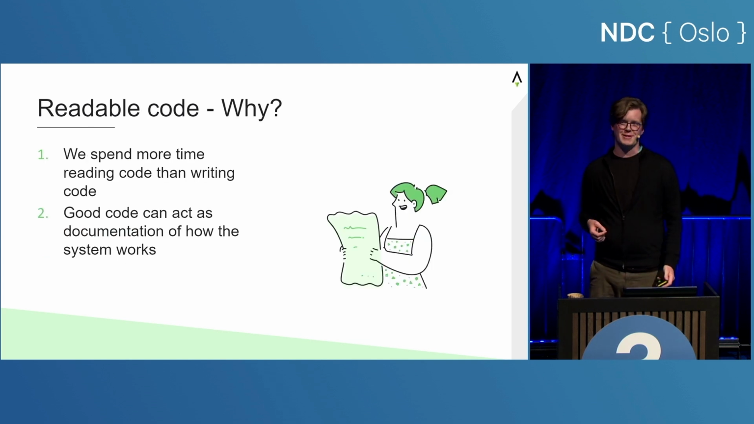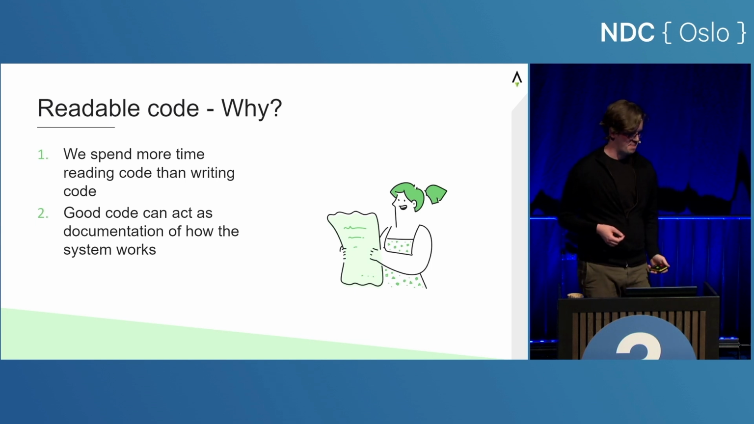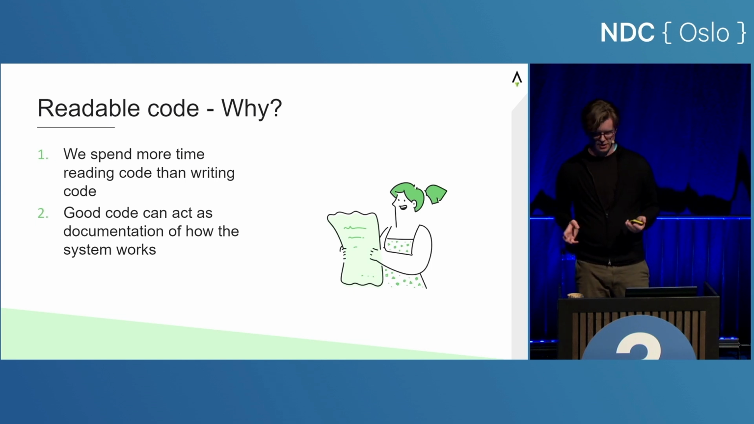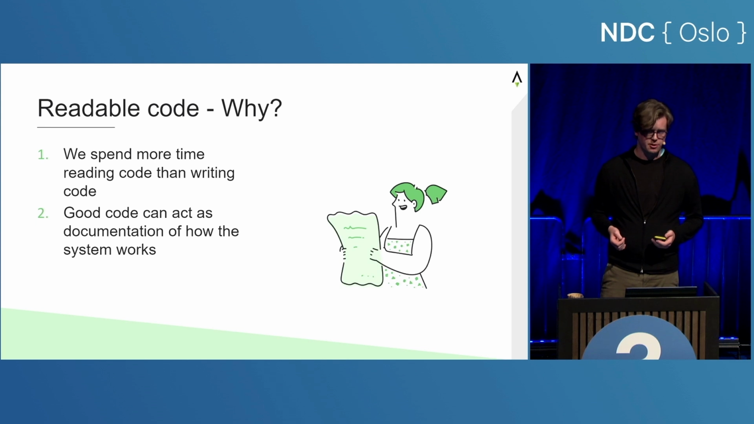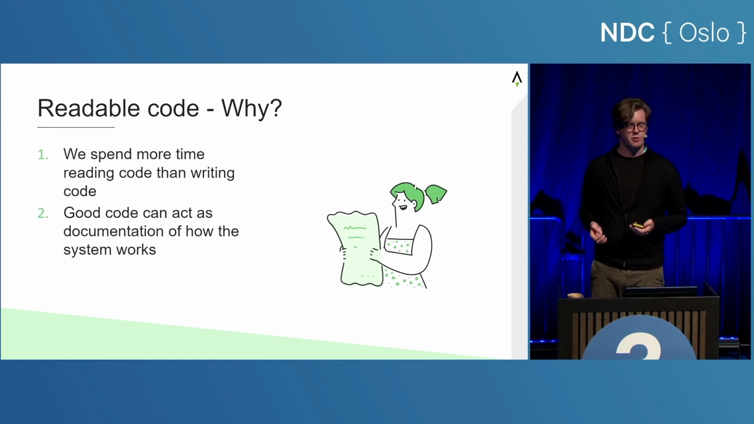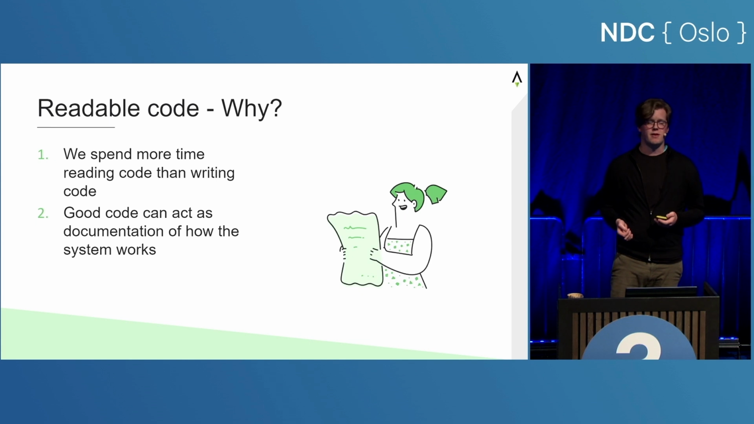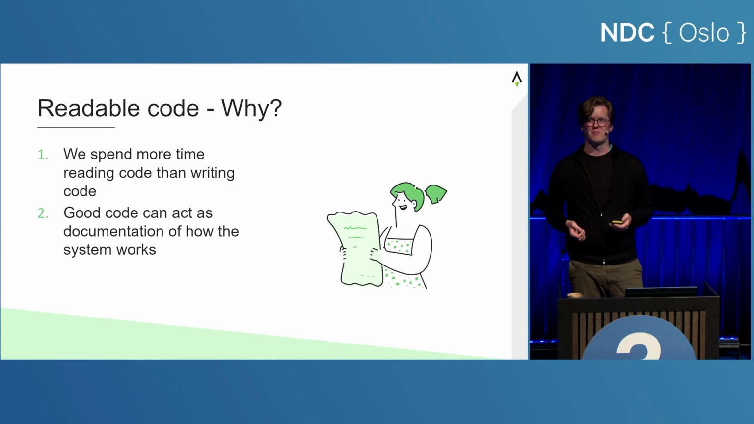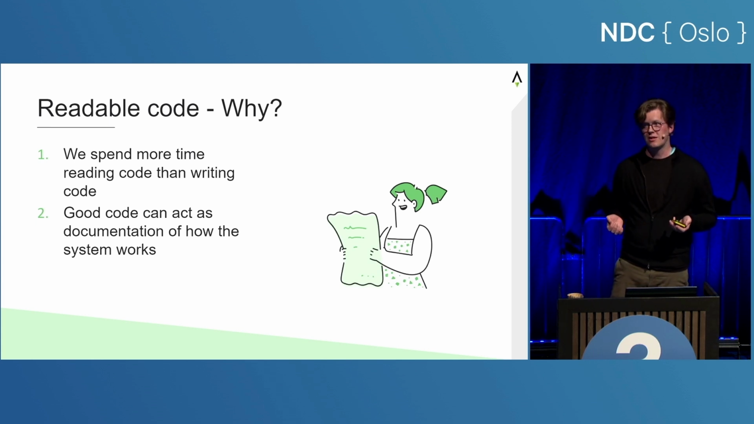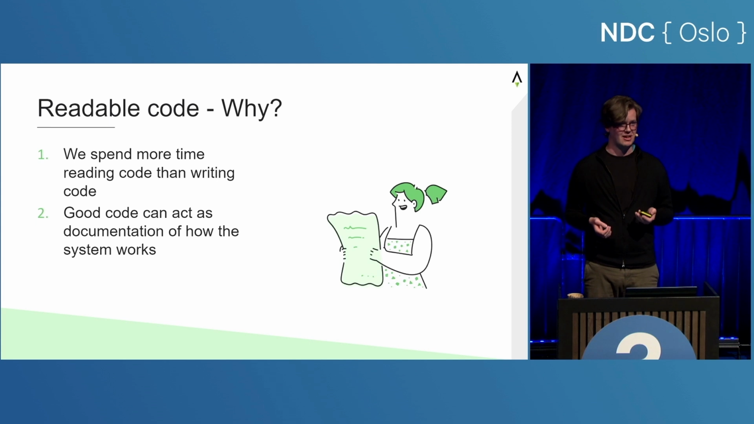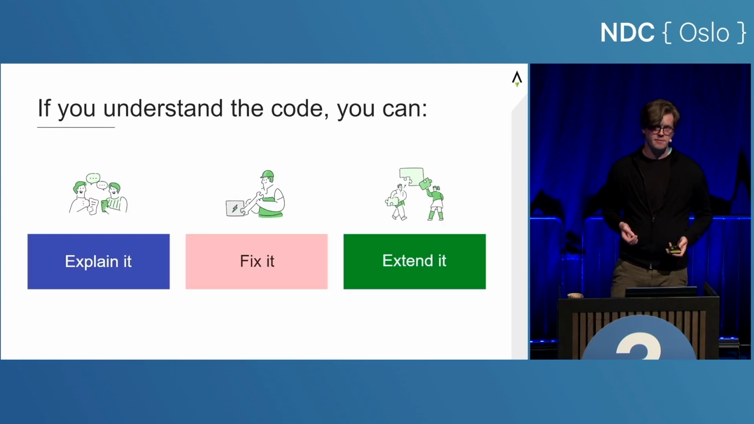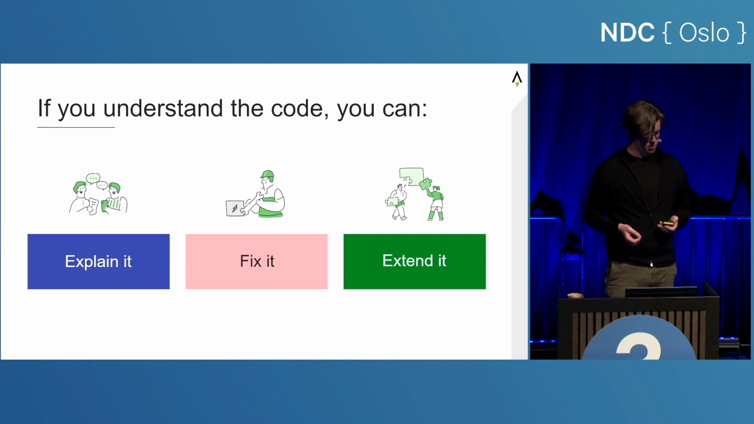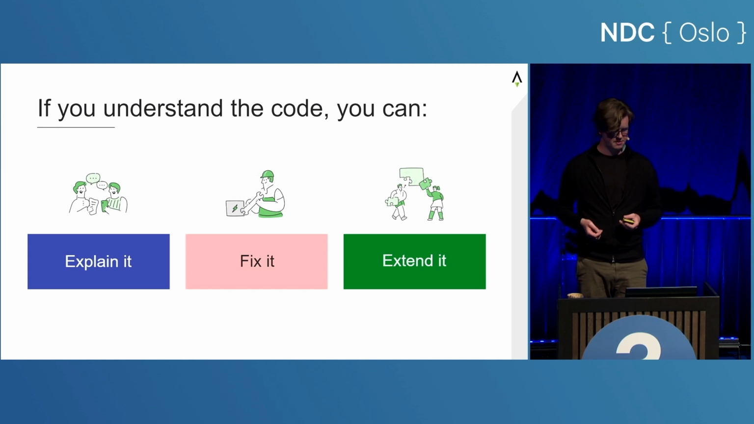So, readable code for this. Why is that such an important thing? Well, we spend more time reading code than writing code, or at least I do. So it makes sense to optimize for that part of the coding experience. Also, if we actually manage to write this readable code, it can act as a source of truth for how the system works. Well, it is the source of truth for how the system works, but we can actually check it up if it's readable. If you understand the code, you can explain it to others. You can fix it if something is broken, and you can also extend it and do more with it.